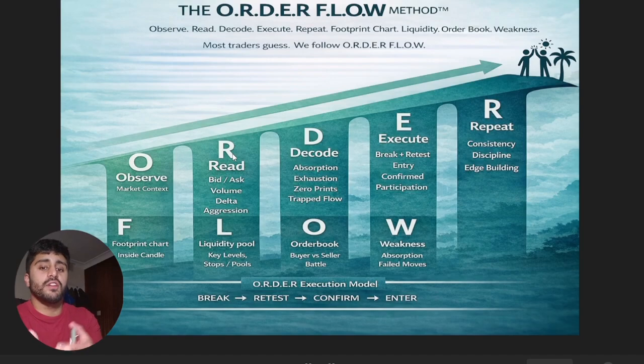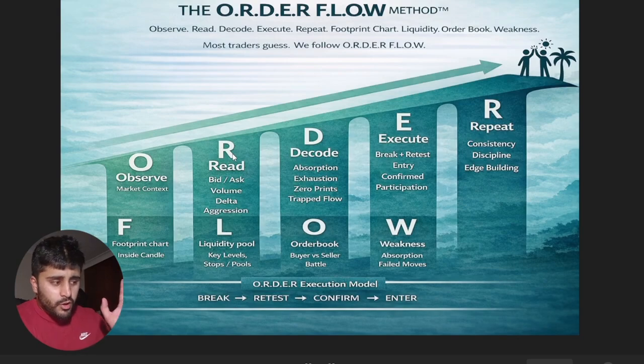If you've watched any of my videos, I've broken down what footprint charts are. I'm going to assume you've watched that video. If you haven't, please go back and see that. So we want to observe what the market's doing: market context, that's structure, dealing range, premium and discount, volume profiles, even maybe the news, stuff like that. Once you've got that, you want to read what the market's doing. We look at bid and ask, we look at volume delta, we look at who is aggressive.